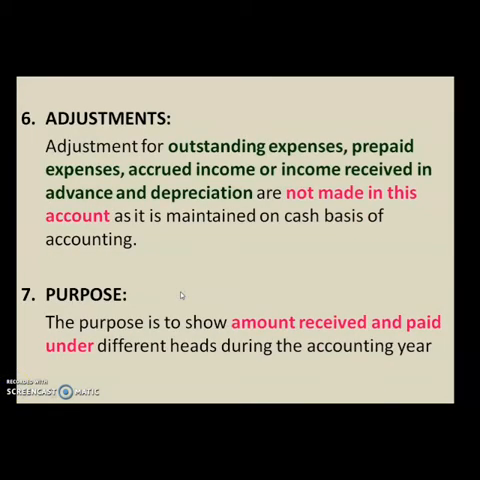Now the sixth point is adjustments. Adjustments for outstanding expenses, prepaid expenses, accrued income or income received in advance, and depreciation are not made in this account as it is maintained on cash basis of accounting. Students, only cash transactions are recorded in receipt and payment account, and the other transactions are not recorded. The seventh point is purpose. What is the purpose of preparing receipt and payment account? The main purpose is to show amounts received and paid under different heads during the accounting year. That is receipt and payment.